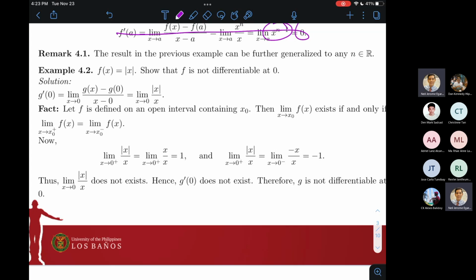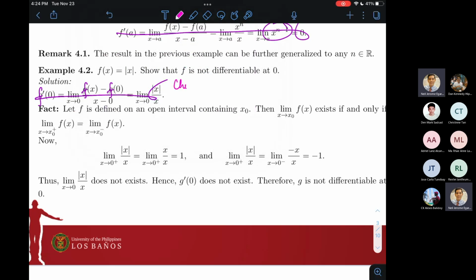Okay. Inisip ko kung bakit siya nagpalit ng notation. So this could have been f. This could have been f. Okay lang naman. All right. So in order for the derivative to exist, all right, this limit must first exist. So probably let's rewrite this.